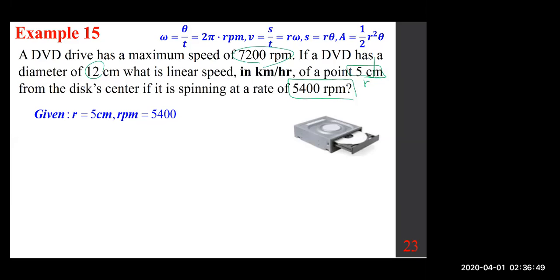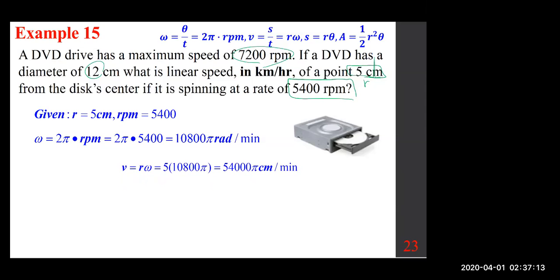Okay, so with that being the case, omega is 2 pi times RPM, okay? So 10,800 pi radians per minute. V equals R omega. You replace the R with 5, and then times the omega you just found. Now, pay attention to the units. Now we end up with centimeters per minute. All right?